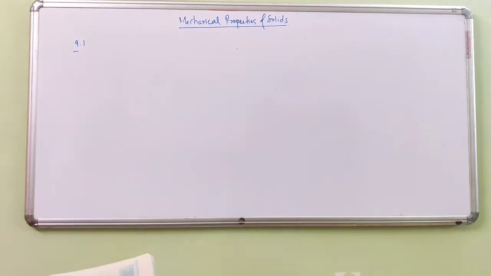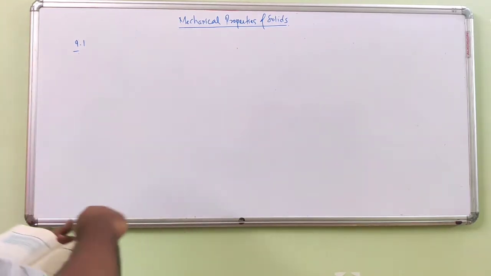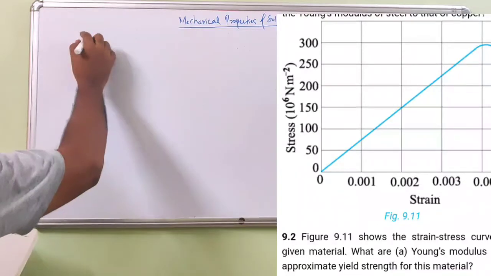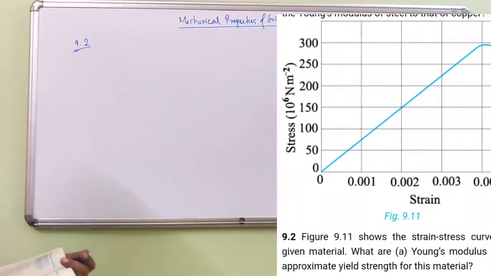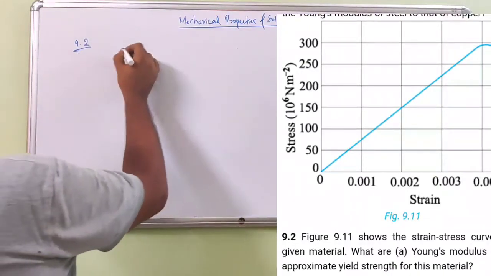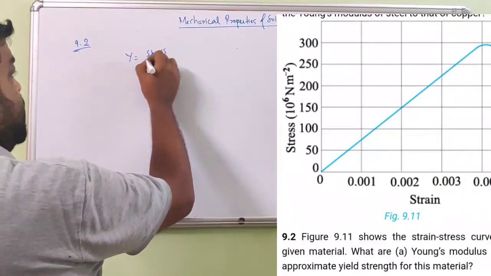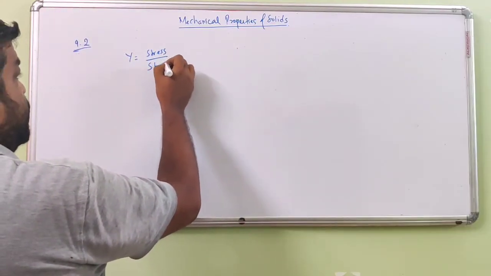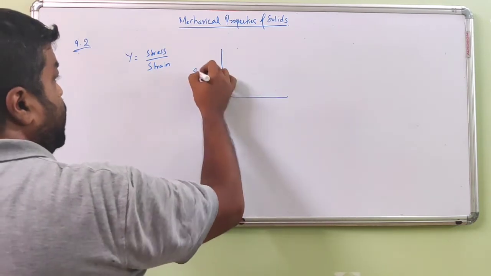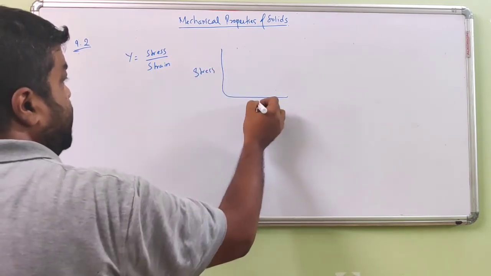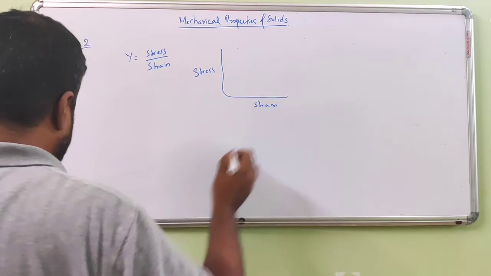Okay, next question number 9.2. You are given a graph, and from the graph it is asked to find the Young's modulus. Basically, Young's modulus is a ratio of longitudinal stress by longitudinal strain. So the graph is drawn between stress and strain.